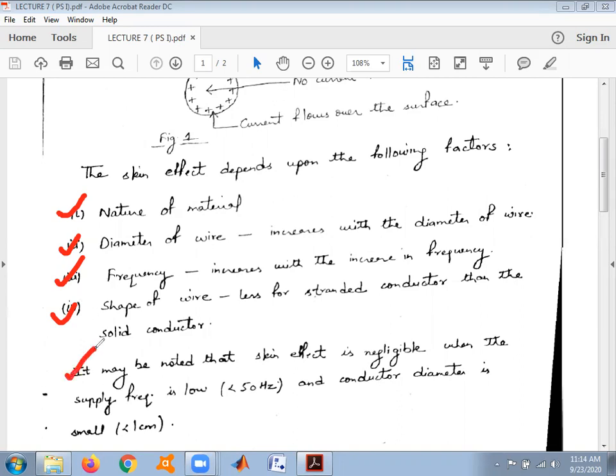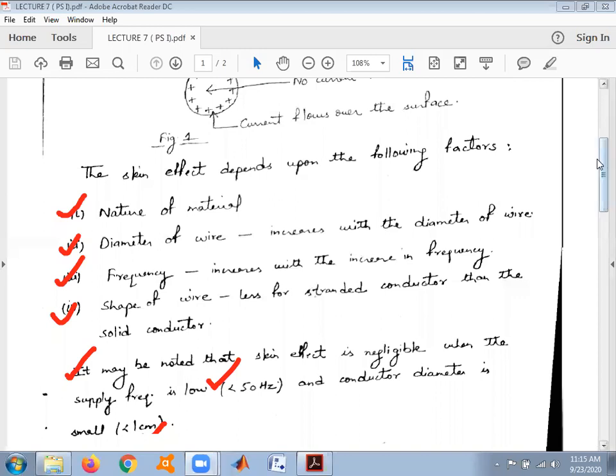In the end, it may be noted that skin effect is negligible when the supply frequency is low, less than 50 hertz, and the conductor diameter is small, less than 1 centimeter. In these two particular cases, with frequency less than 50 hertz or conductor diameter less than 1 centimeter, skin effect does not occur. We have to remember that skin effect occurs in an AC conductor, whereas skin effect does not occur in a DC supply. It only occurs in the AC supply.